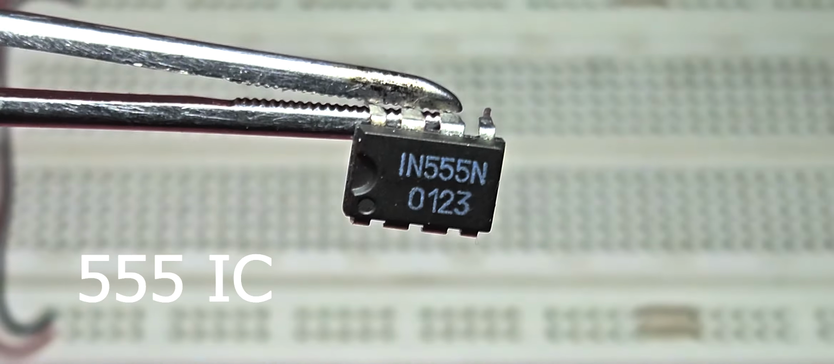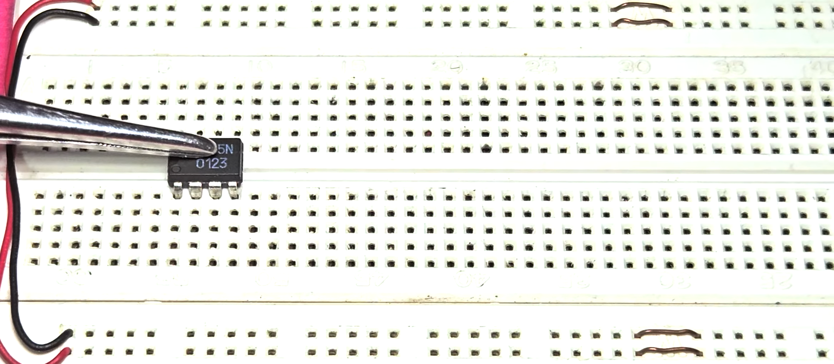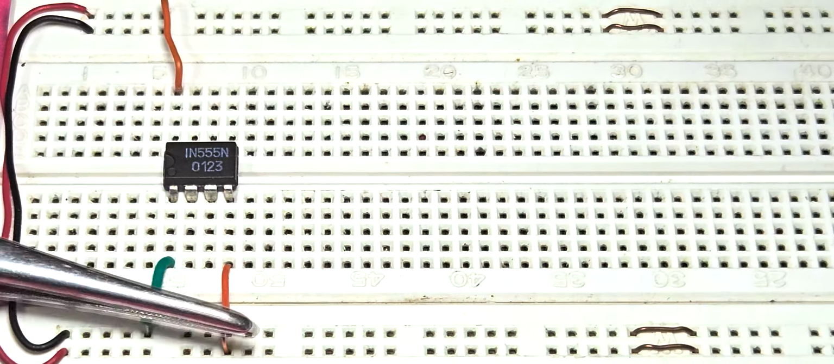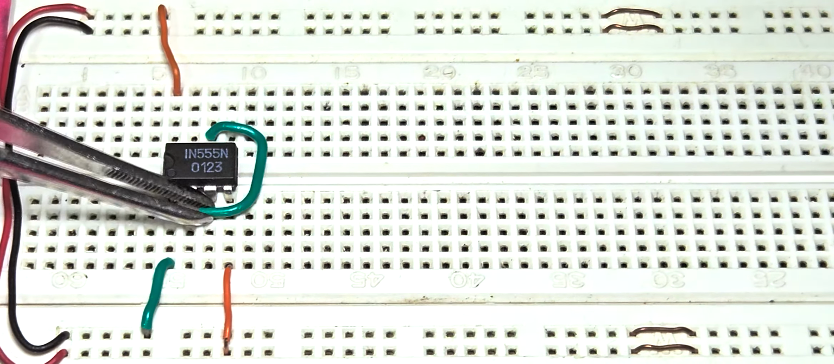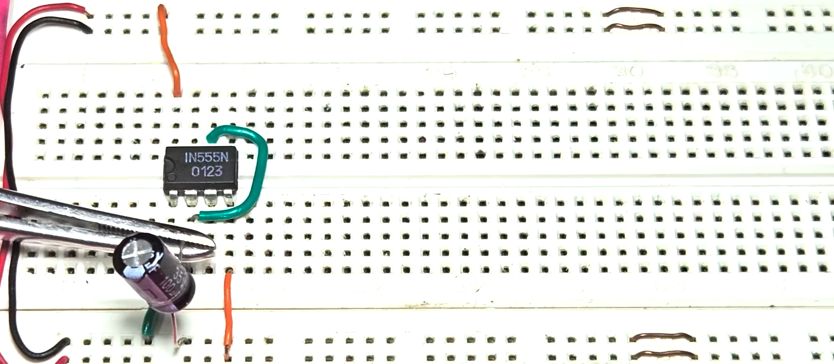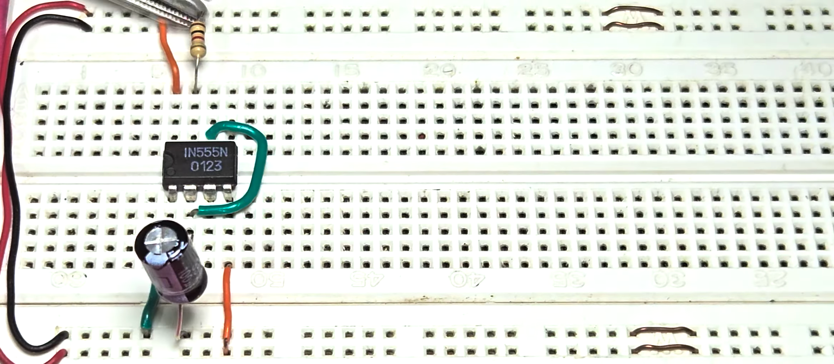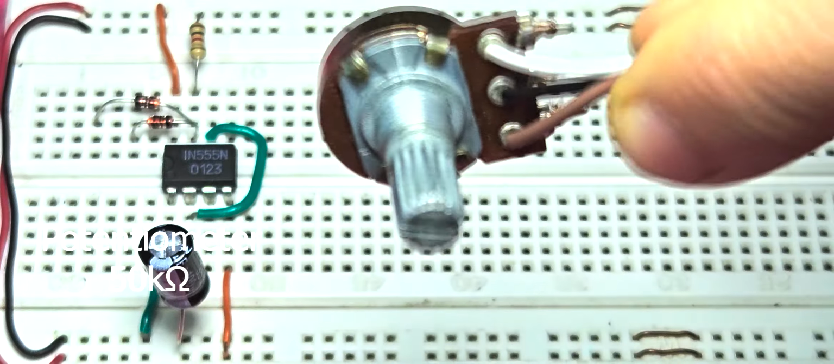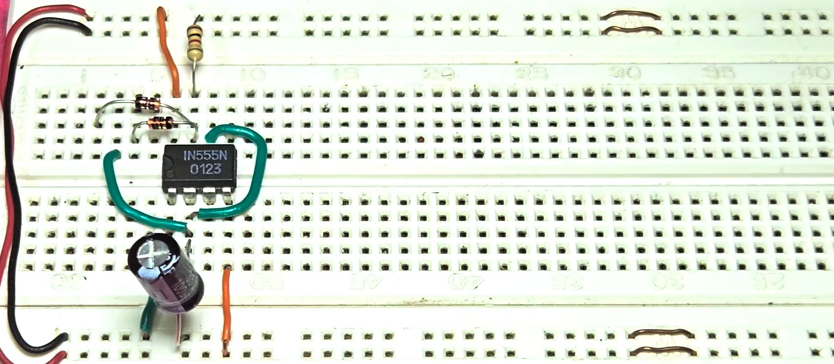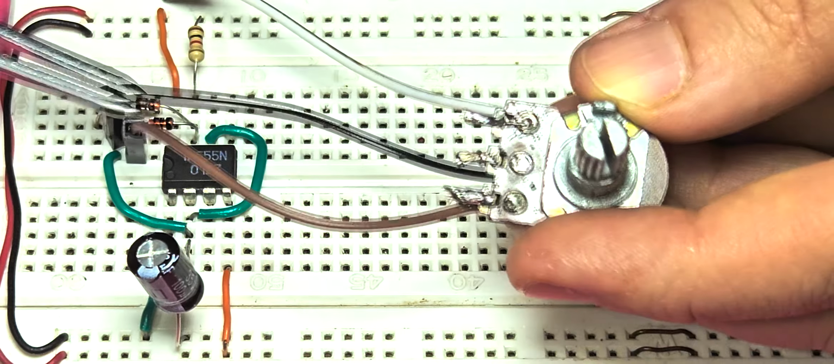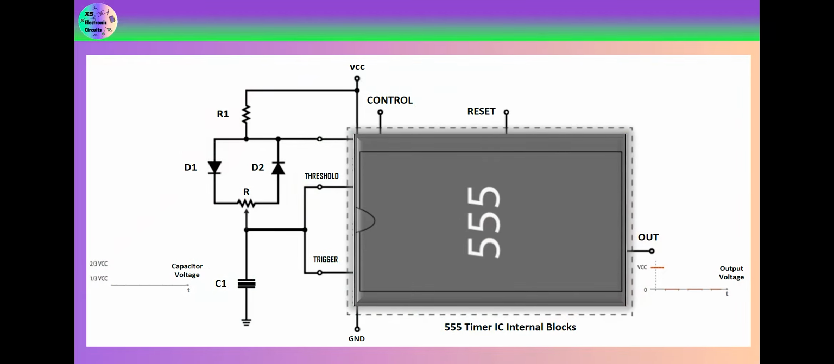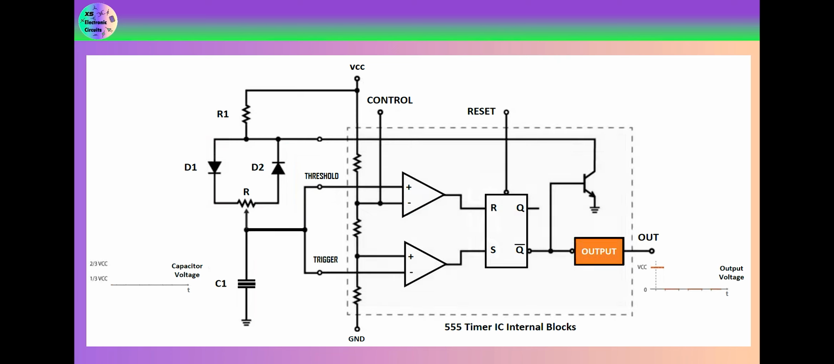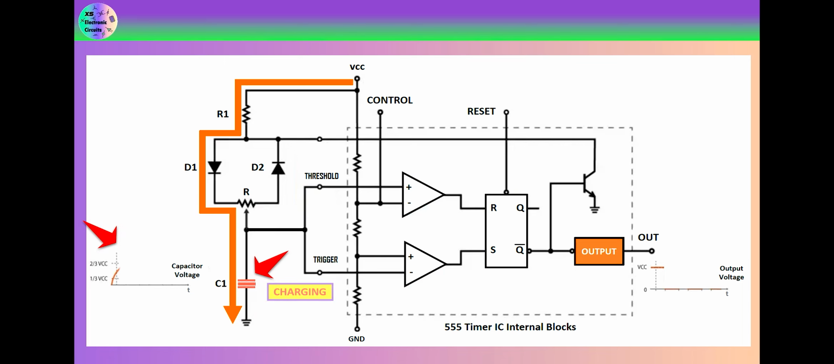So let's go and make a PWM circuit with 555 IC. The 555 IC is capable of generating PWM pulses with the following circuit. The method of generating pulses in this circuit is as shown in this video.